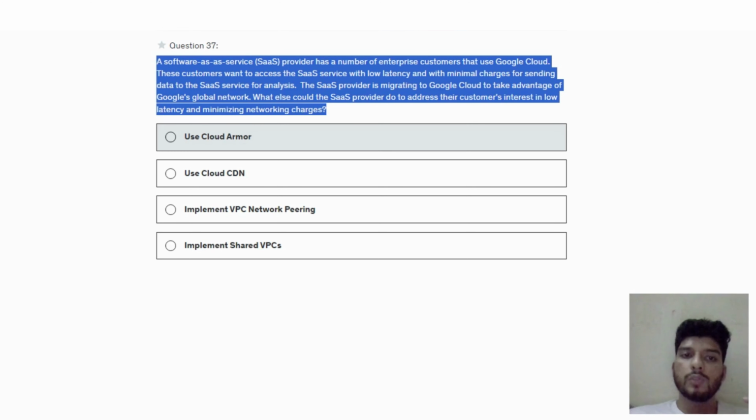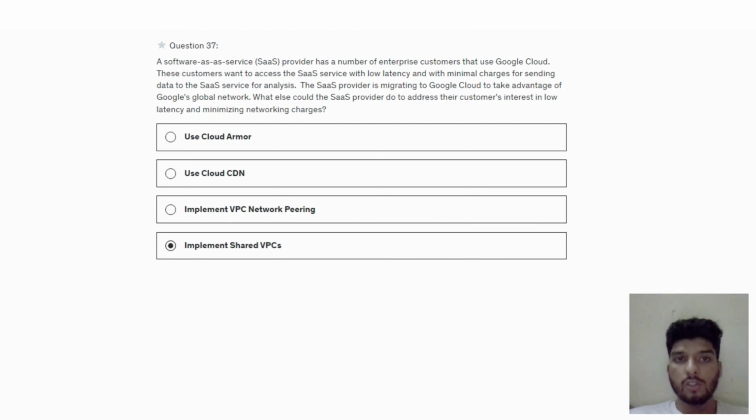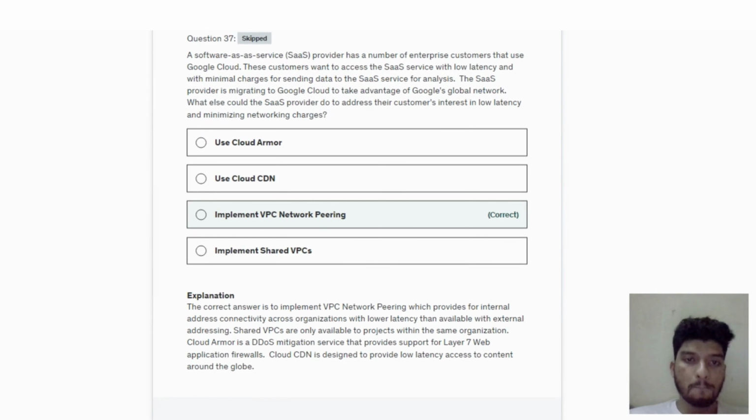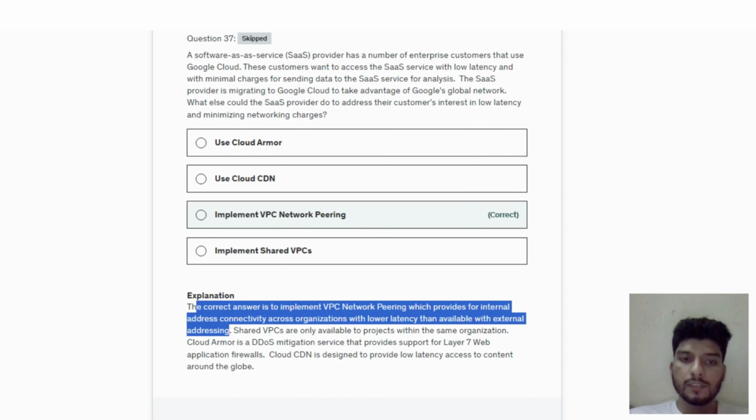The options are: one, use Cloud Armor; second, use Cloud CDN; third, implement VPC network peering; and the last one, implement shared VPCs. The right answer of question number 37 is option C, implement VPC network peering. Here's the explanation why it is option C. The correct answer is to implement VPC network peering, which provides internal address connectivity across the organization with lower latency than available with external addressing. And here is the explanation of why the other answers are not correct.